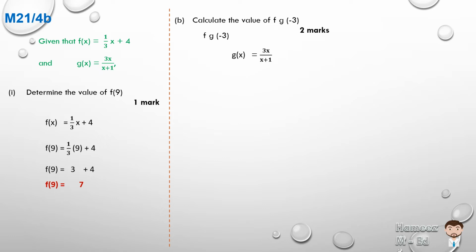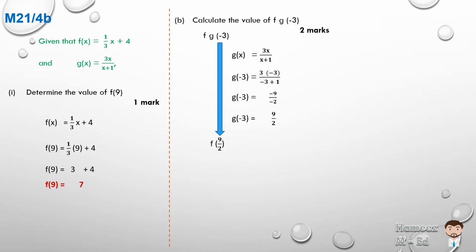And let's substitute. g of minus 3 is equal to 3 by minus 3 all over minus 3 plus 1, which works out to be 3 by 3 is 9. So we get minus 9 over minus 3 plus 1 is minus 2. And the two negative signs will cancel. So g of minus 3 is equal to 9 over 2. So now we're going to replace the g of minus 3 by 9 over 2. So that gives us f of 9 over 2.